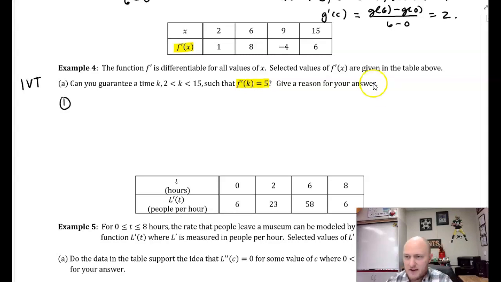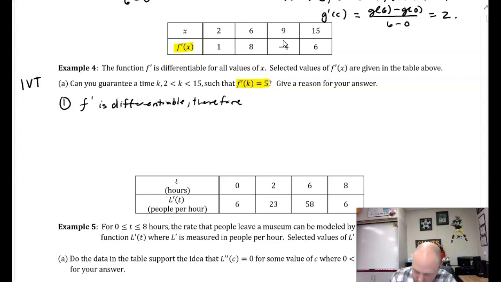I need to show that 5 is in between one of these values, so I'm going to go through my checks. Condition number 1, they say f prime is differentiable, and when it's differentiable, therefore continuous, for all x values. They tell us that in the problem stem.